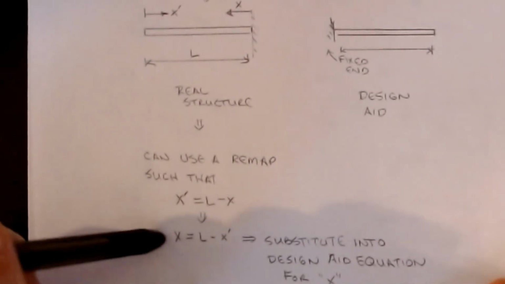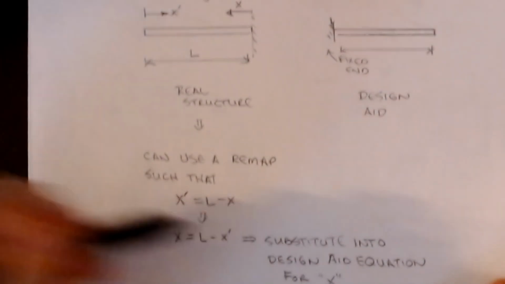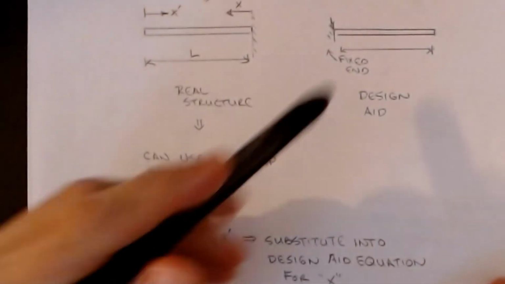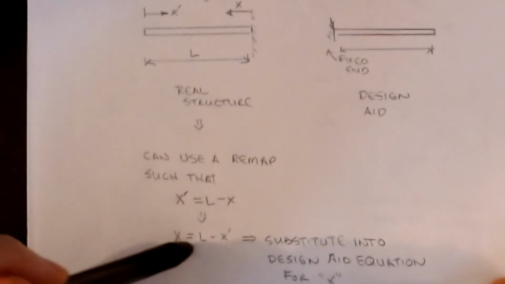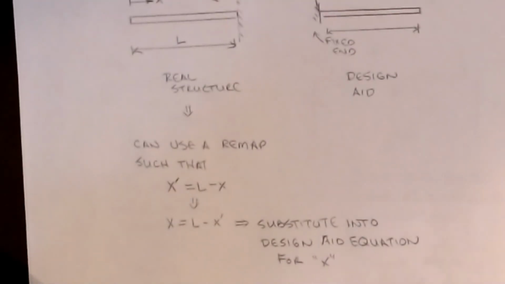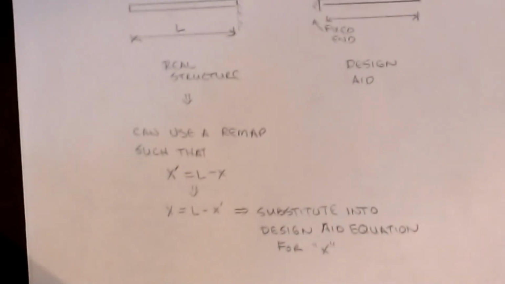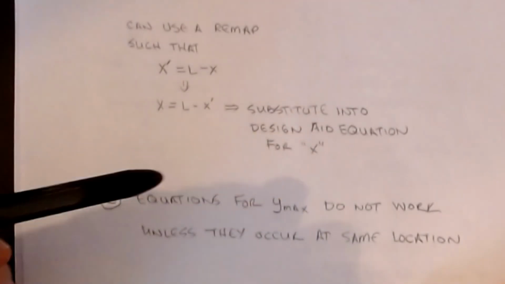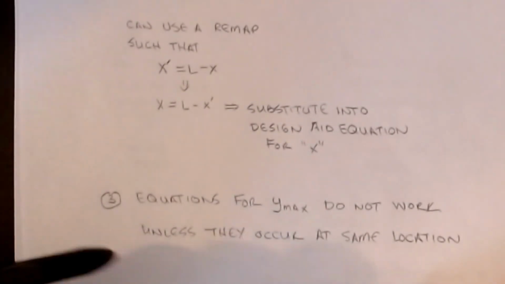Okay, so it might be 10 feet minus X prime, as being the point that I'm interested in, and then that will be what goes into the equation. So you can always shift it using this idea that we can substitute into our design aid equations for X. Okay. The other one that we've mentioned is that equations for YMax, the maximum displacements, do not work unless they occur at the same location for all of the parts. All right, and so I'll show you an example of this.